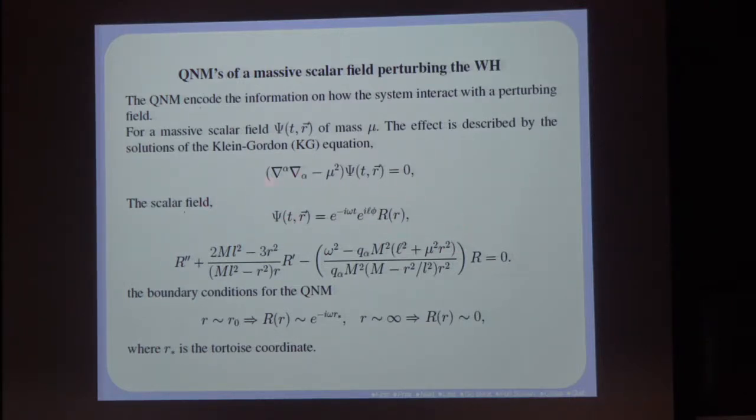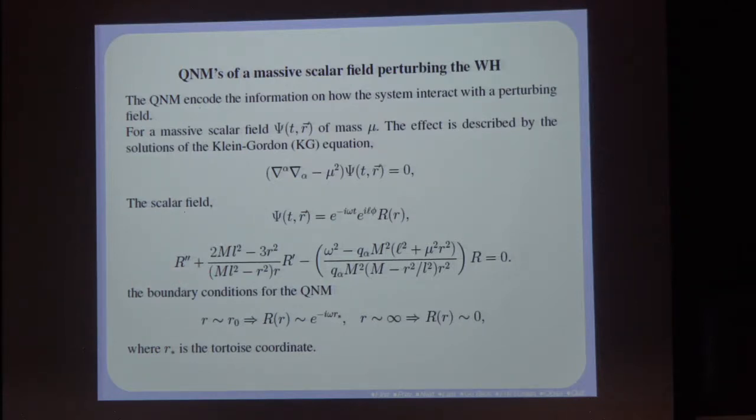So this is the perturbation that we send, and from the Klein-Gordon equation we get some kind of second-order differential equation that in this case looks like this. When we put this equation in terms of the tortoise coordinate, it looks like a Schrödinger equation, and then we can apply all the knowledge from quantum mechanics to solve this kind of equation.